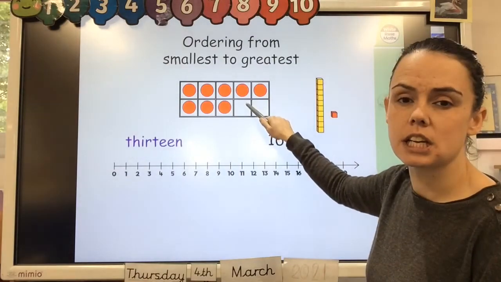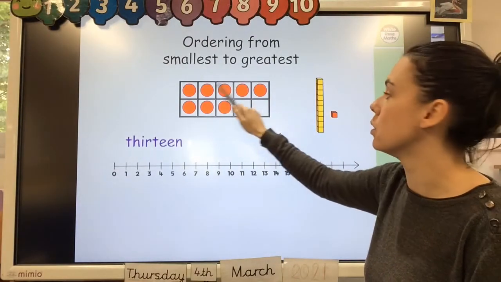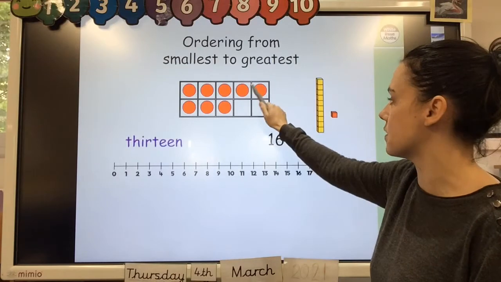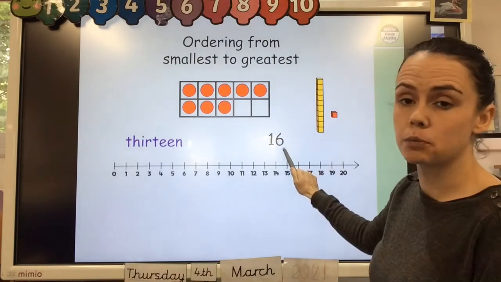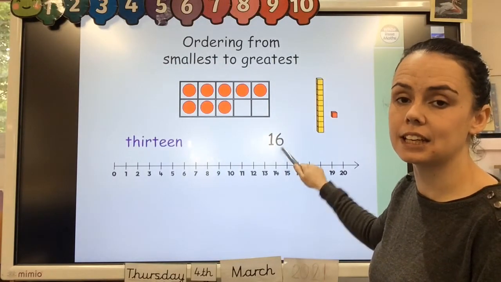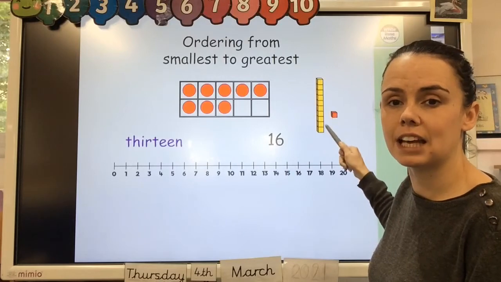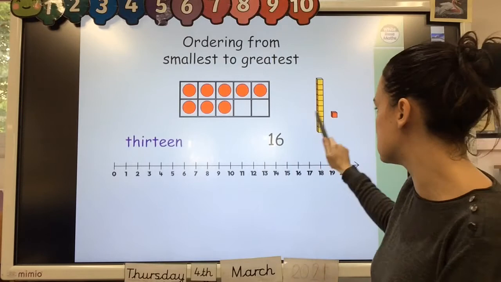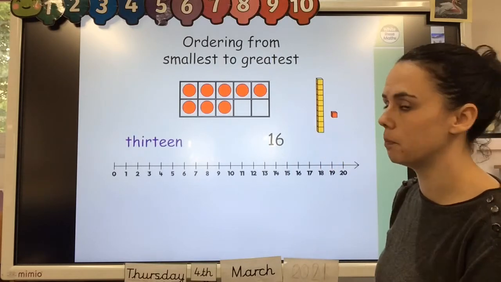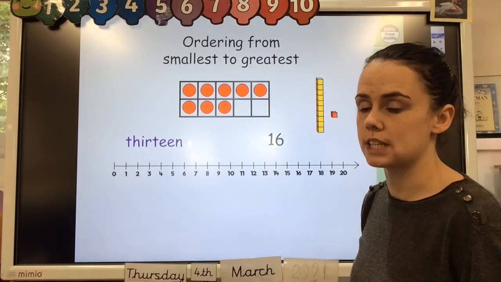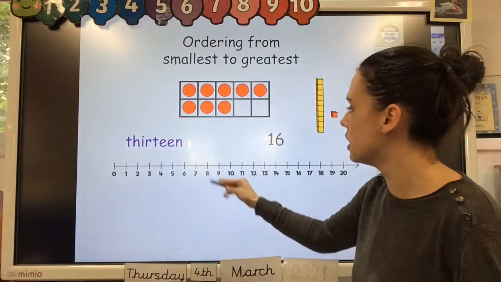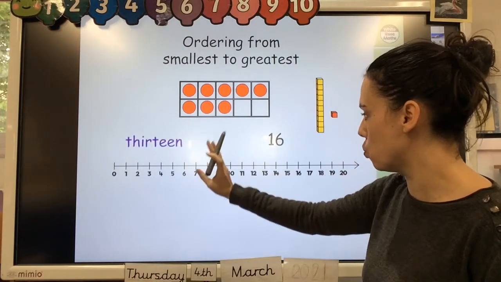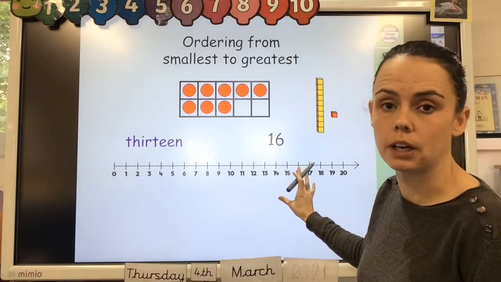How many is in our tens frame? We've got 1, 2, 3, 4, 5, 6, 7, 8. This number is number 16 and here is number 11. So 13, 8, 16 and 11. Right, so how can we order these? Let's start with 13. So 13, where will 13 go on my number line?